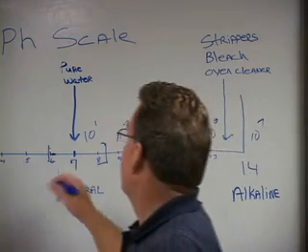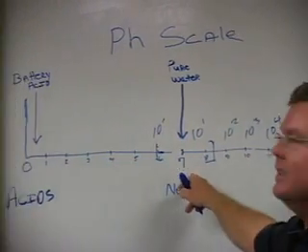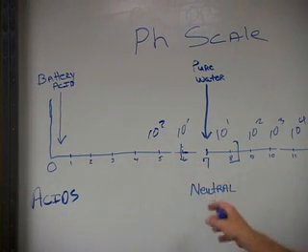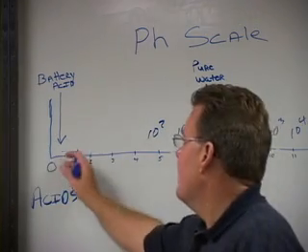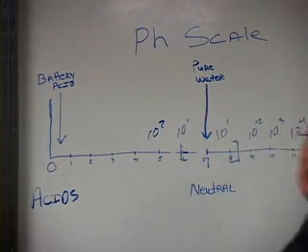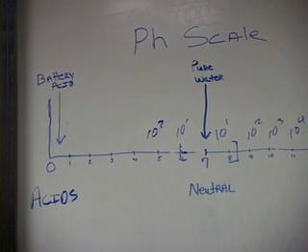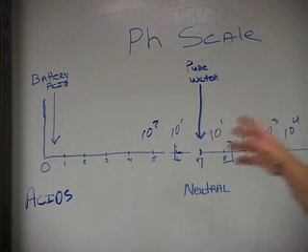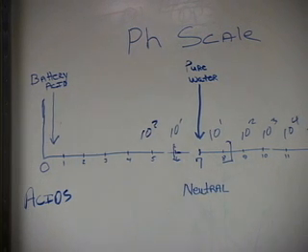In other words, 6 would be 10 to the 1 more acidic than 7. 5 would be 10 to the 2, which would be 100 times more acidic than 7. And when you get all the way down here, less than 1, again, you're talking about something that is tens of millions of times more acidic than 7. So products that tend to be at either end of this pH scale are things that you need to show some respect to.